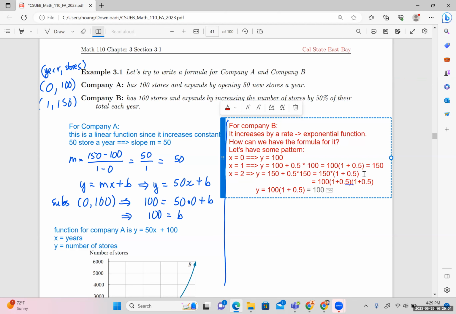Or, simplify, I have hundreds times 1.5 squared, right? So the rate of 0.5 is still there, but 1 plus 0.5 becomes 1.5 squared. Okay.